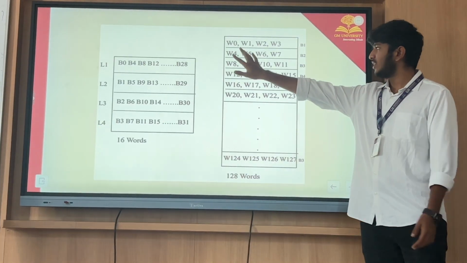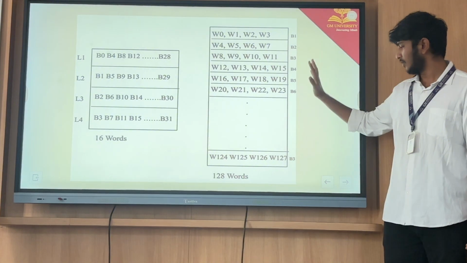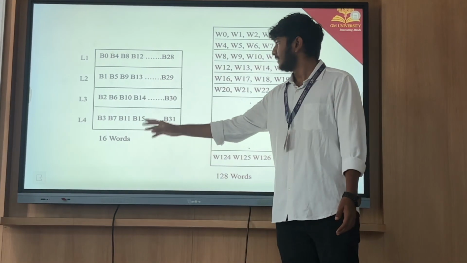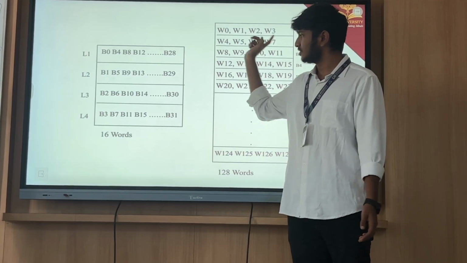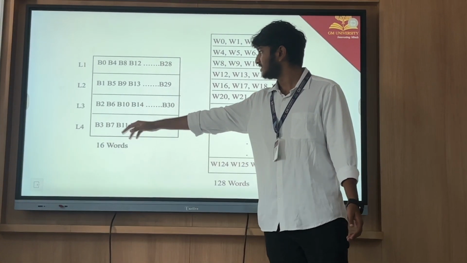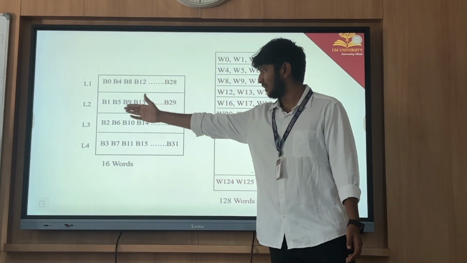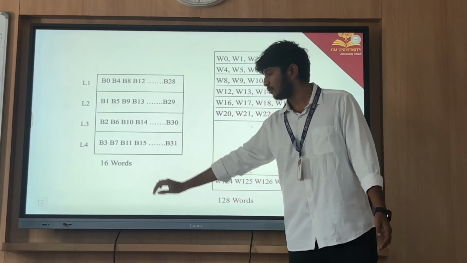In this, the words are stored in block 1, block 2, block 3, 128 words. These blocks are stored in the cache memory with 16 words each. Block 0 goes to line 2, block 1 to line 3, block 2 to line 4.